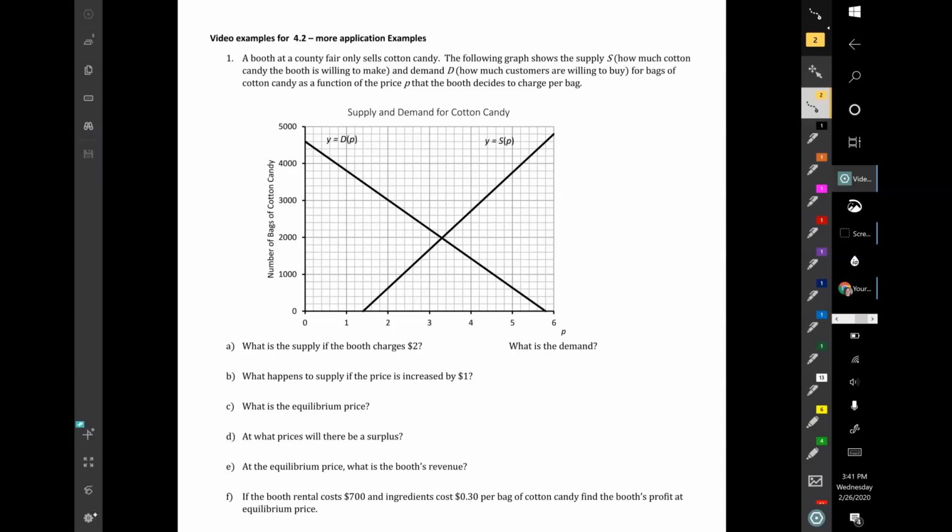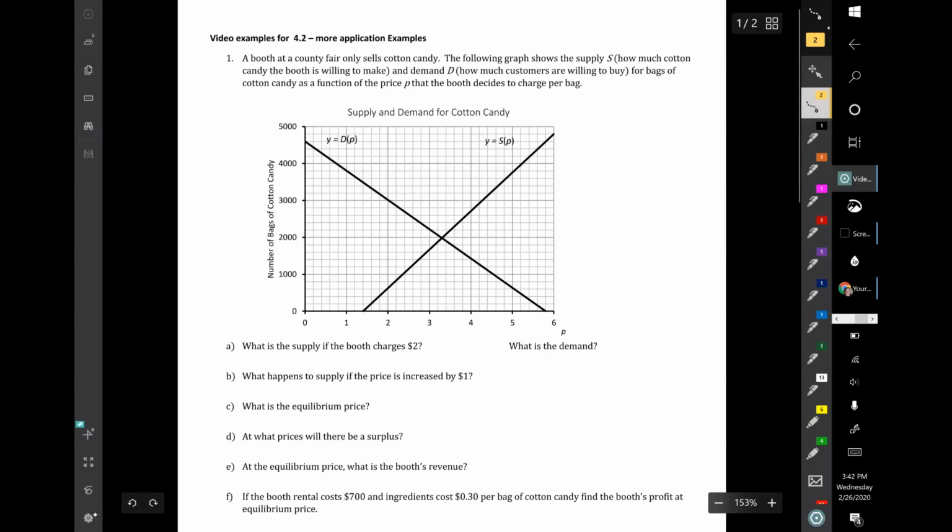So this graph, whenever you make a graph, you want to have a title, if possible: supply and demand for cotton candy. We would label our y-axis, our vertical axis, number of bags of cotton candy, and P is our price. On the vertical axis we have two different functions represented: Y is D of P, the demand, and Y is also S of P, the supply. So what is the supply if the booth charges $2?